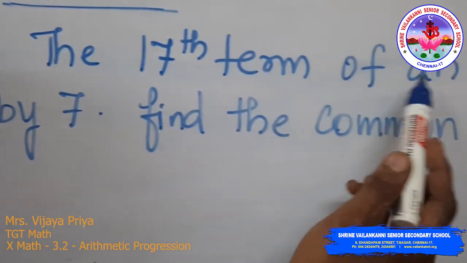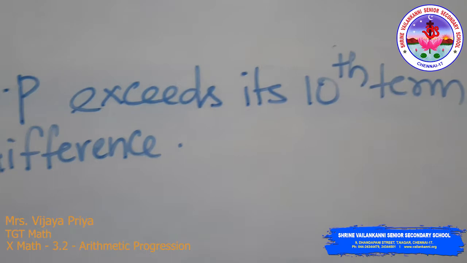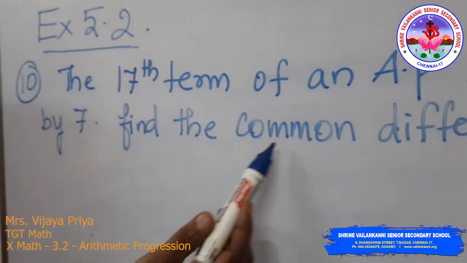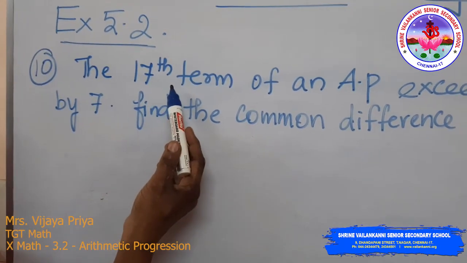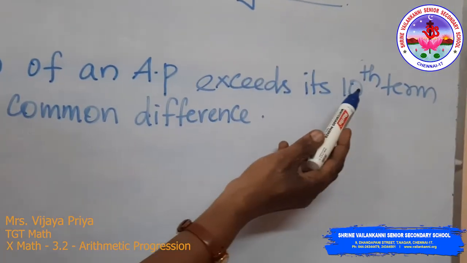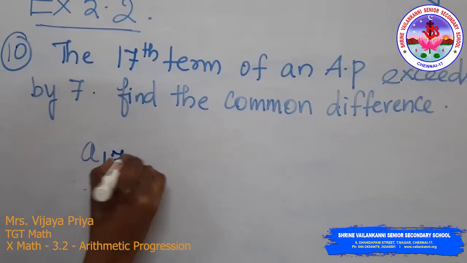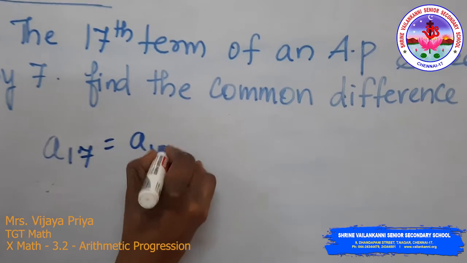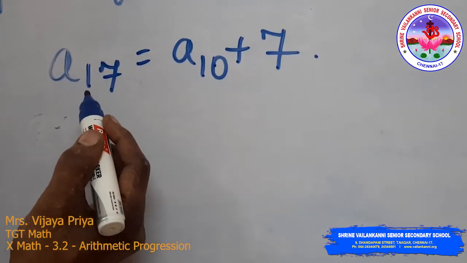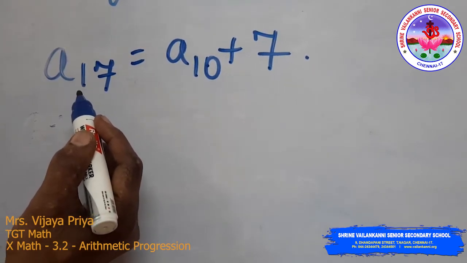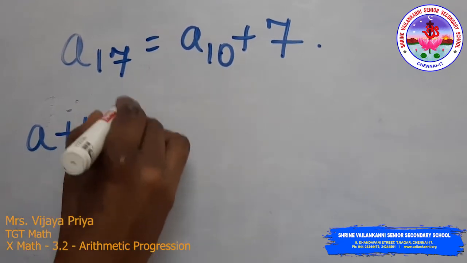The 17th term of an AP exceeds its 10th term by 7. Find its common difference. So in this problem, he has given that the 17th term exceeds the 10th term by 7. So we are going to write that A17 is equal to A10 plus 7. Here I am going to use my nth term formula. An is equal to a plus n minus 1 into d. So for A17 I got a plus 16d.